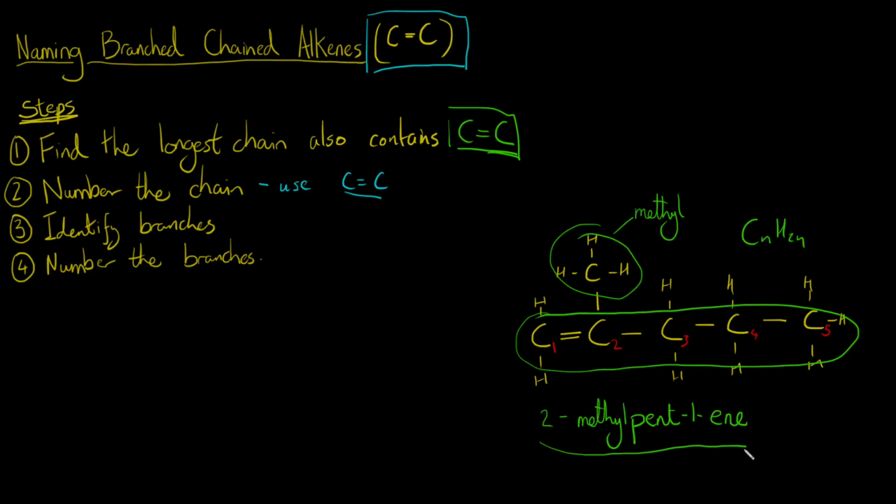Right, let's look at some more examples now. So here's our second example. Looks quite complicated, but I'm sure we'll be able to handle it. We're going to go through our steps as usual. Step 1, find the longest chain of carbon atoms, which contains a carbon to carbon double bond, has to contain a carbon to carbon double bond. So let's start over here. We could have 1, 2, 3. That wouldn't work for a number of reasons.